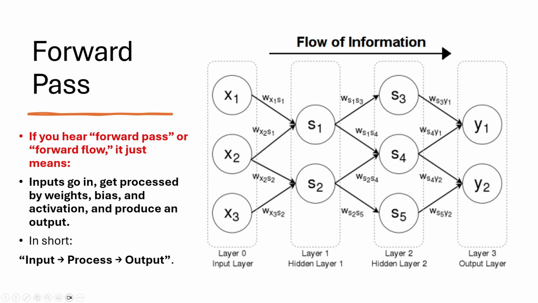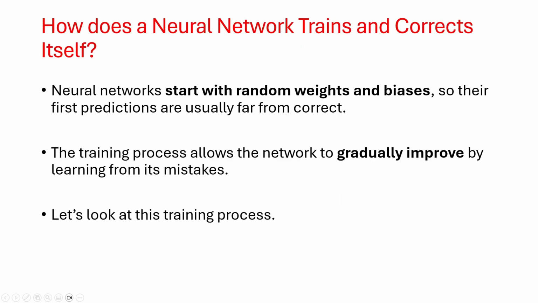Now, how does a neural network train and correct itself? We said that neural networks start with random weights and biases, so their first predictions are usually far from correct. For example, if we ask the network at an early stage whether smoking is bad, and it says no, it doesn't mean smoking is good, it just means the network is dumb at this stage. So how do we make it better? Through training, where the network gradually improves by learning from its mistakes.